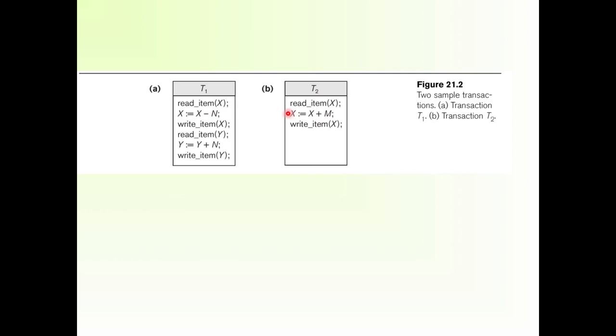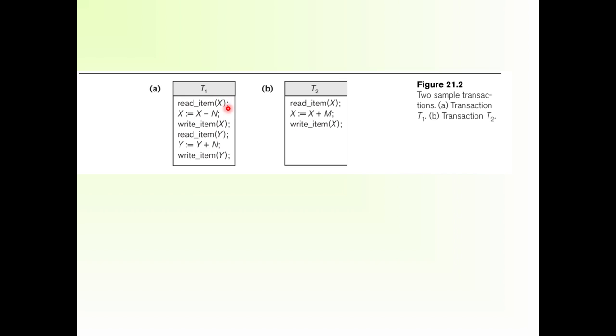These are two simple examples of transactions. One is T1 and another one is T2. Read item X, as I told, means it reads the item X. Whatever data is in this item, you want to read that data now. So for that, what is the procedure you have to follow?